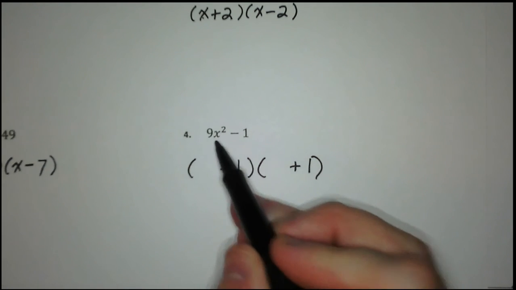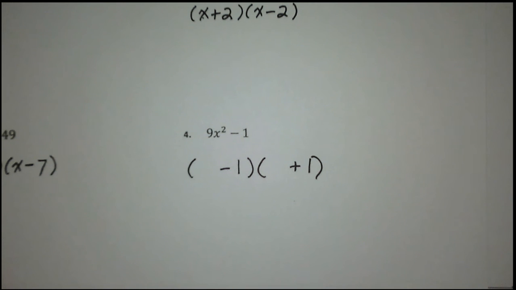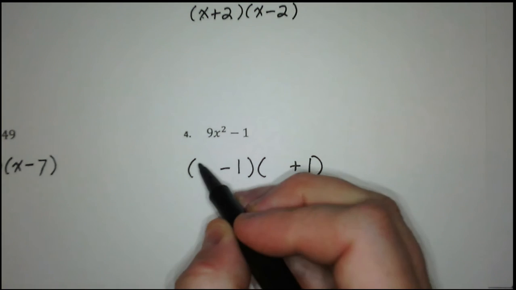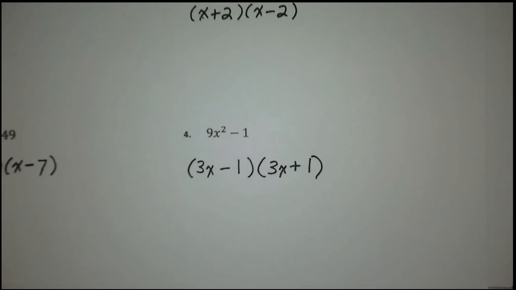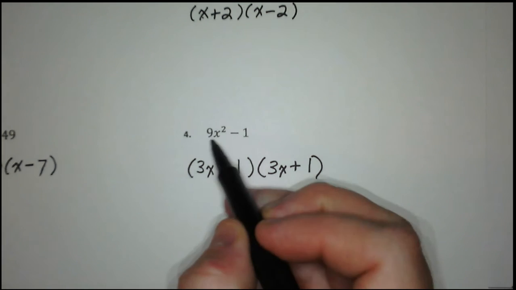But 9x squared. Is 9x squared a perfect square? Yeah. What's the square root of 9x squared? 3x. That's what it is. So there you go, number 4. So much tougher of an example, right? Nah. So just be ready for that.